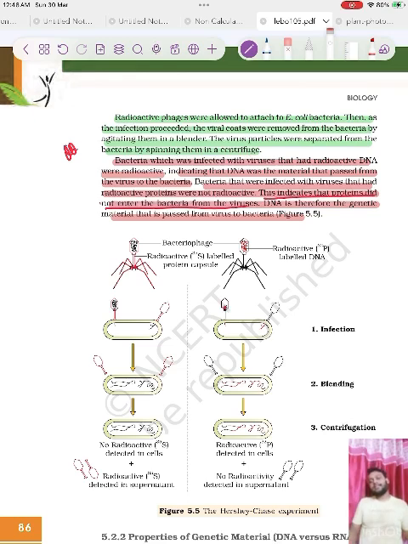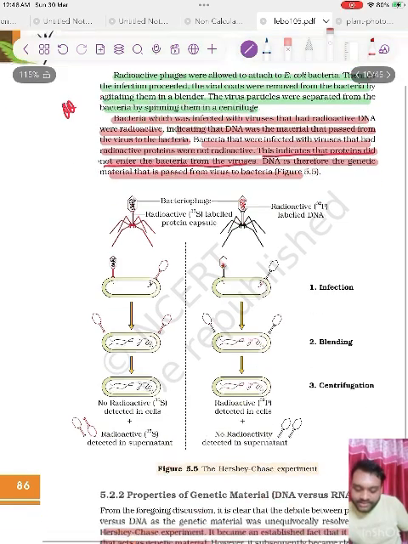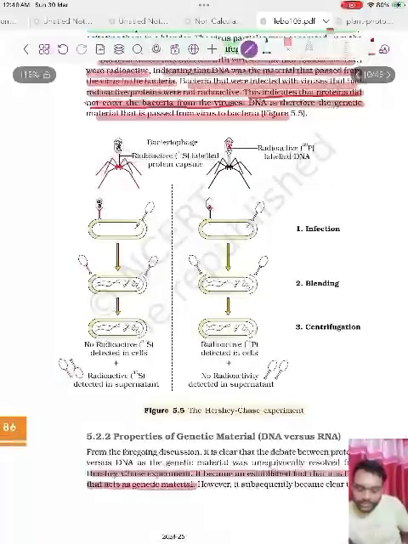Okay, so we can see from here कि जेनेटिक मटेरियल डीएनए होता है, प्रोटीन नहीं. Okay. This indicates that proteins did not enter the bacteria from the viruses. Okay, DNA is therefore the genetic material that passed from the virus to the bacteria. Okay.